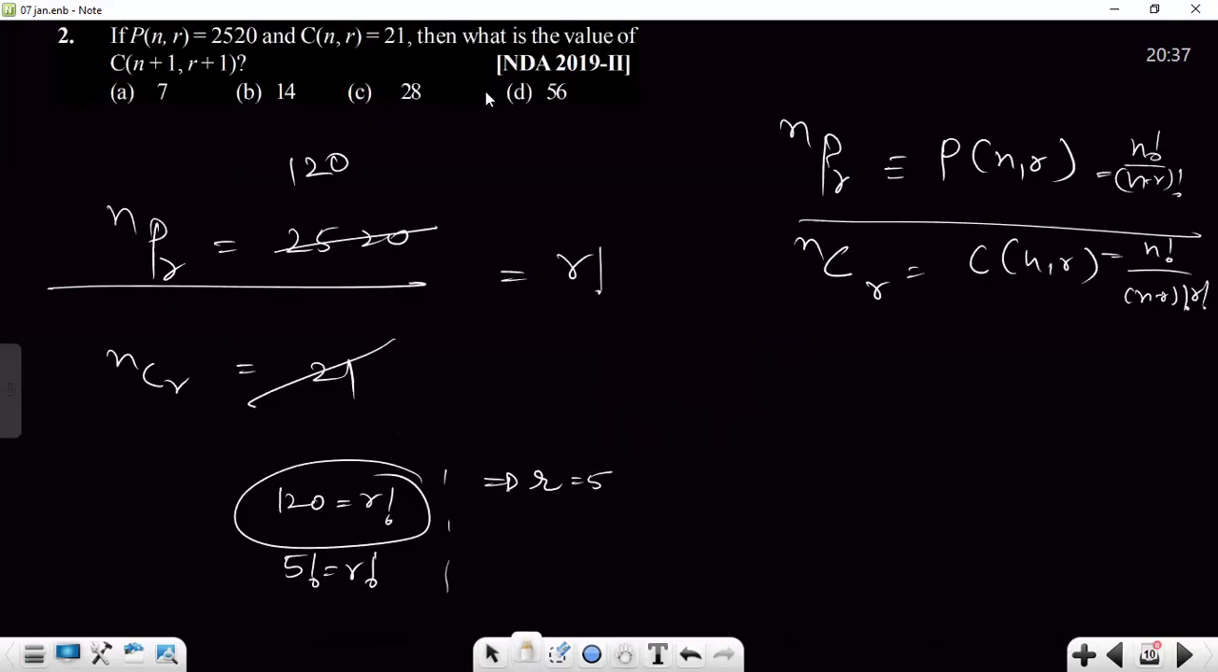Let me re-explain that. NPR was given to us, NCR was given. NPR upon NCR is basically going to become R factorial. So R factorial was equal to 120. 5 factorial is equal to 120, as we are aware: 5, 4, 3, 2, 1. 20 into 6 is 120. That's why R is 5 here.